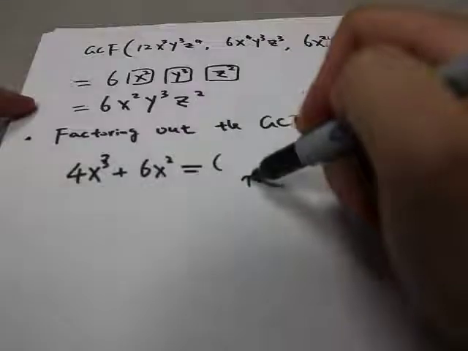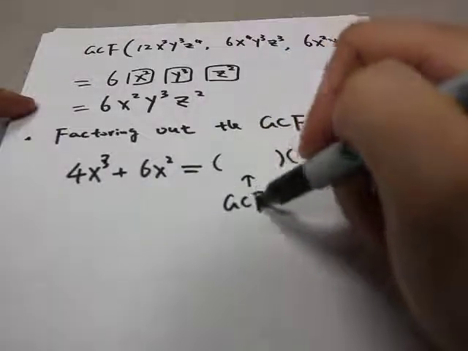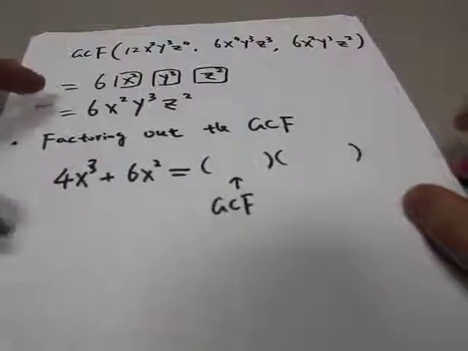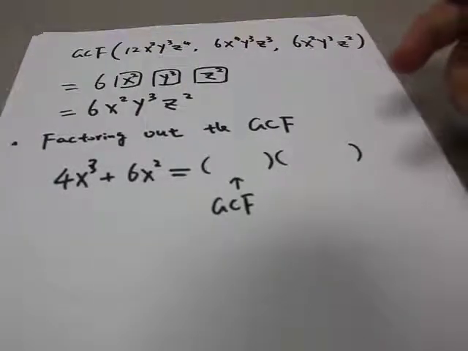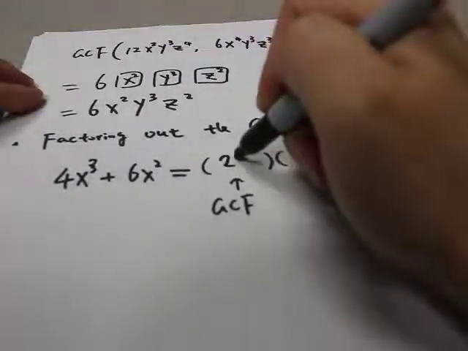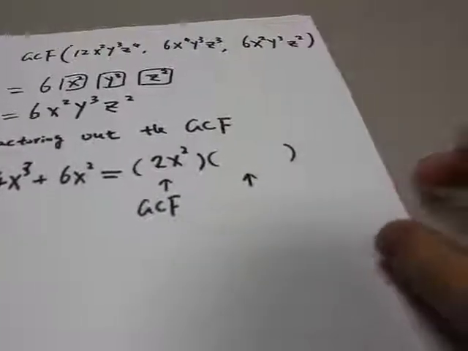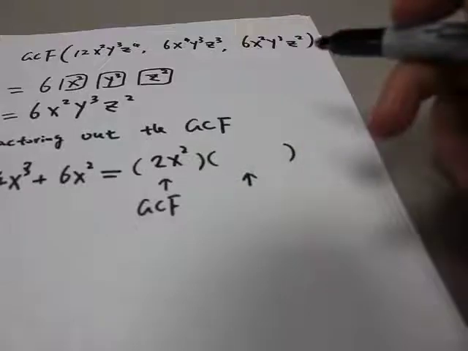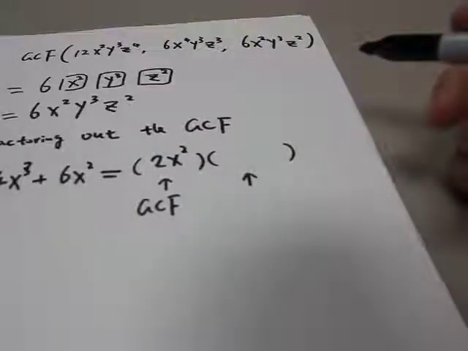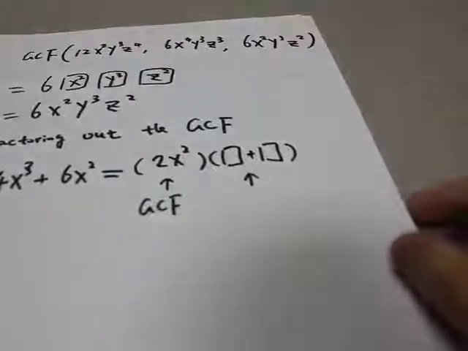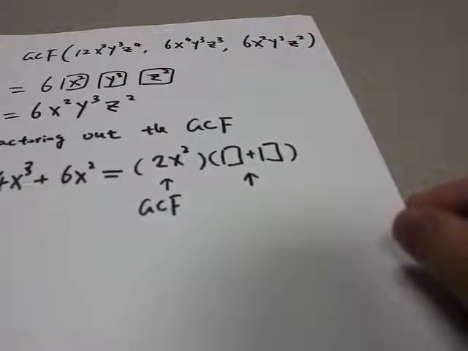Now the first factor is going to be our greatest common factor, which we know is 2x squared. Now the second factor is going to have two terms. So you may wonder, how do I know it has two terms, not three terms, not one term? Let me use this example to show you.